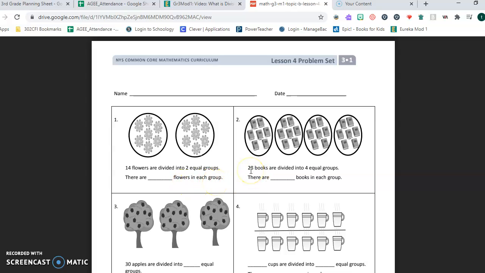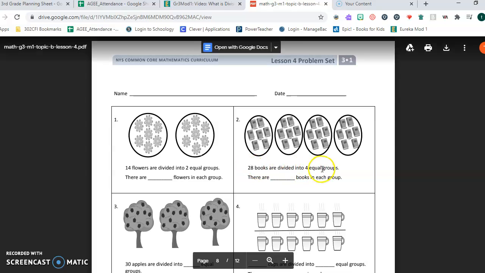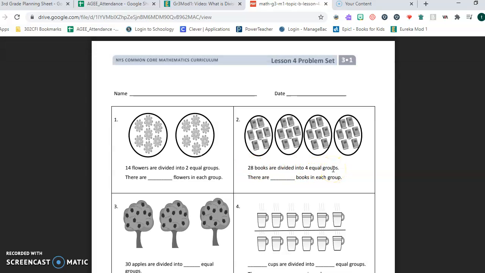It gets a little more complicated here because the numbers start getting bigger and the groups are also more numerous. So here we've got 28 books divided into 4 equal groups. Again, they give you the total number of items and they give you the number of groups. So the missing part in this equation is the size of each group. They're asking you to divide the total number of books by the number of groups to get the size of each group.